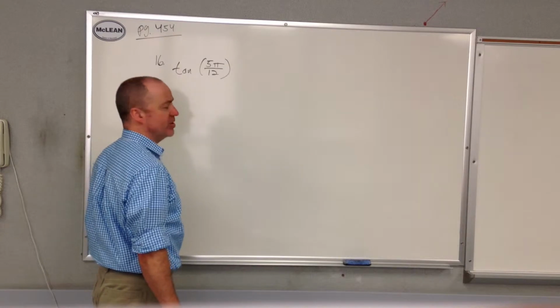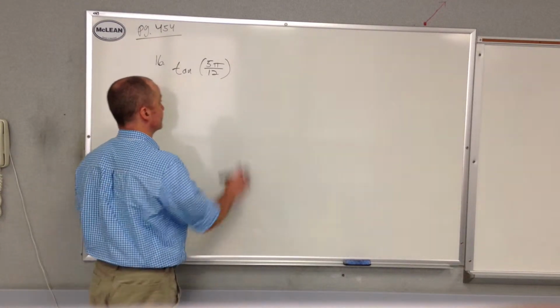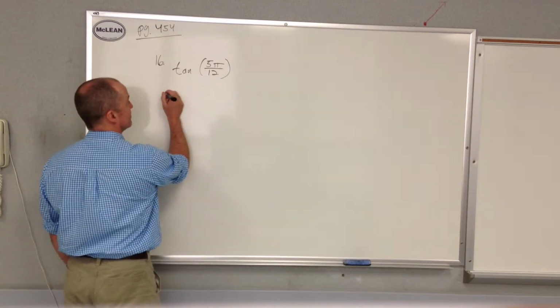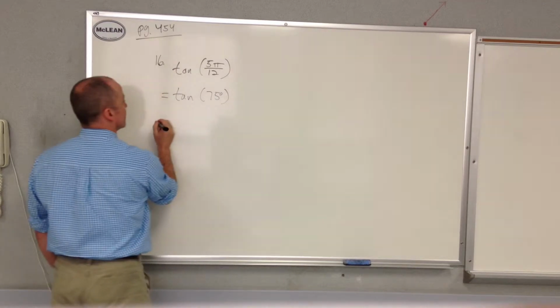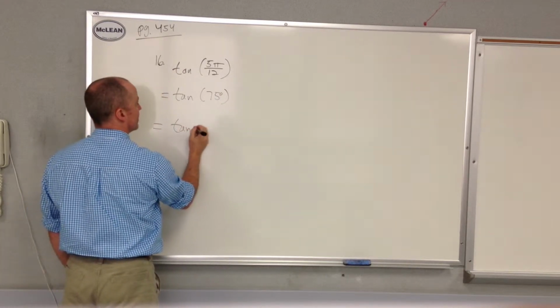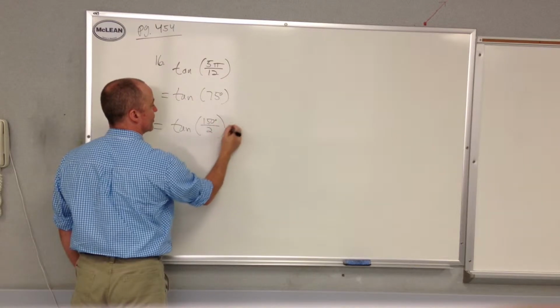How many degrees are 5 pi over 12? 75. It's 75, right? So yeah, you're both right. It's the tangent of 75 degrees, so they're asking for the tangent of 150 degrees over 2.